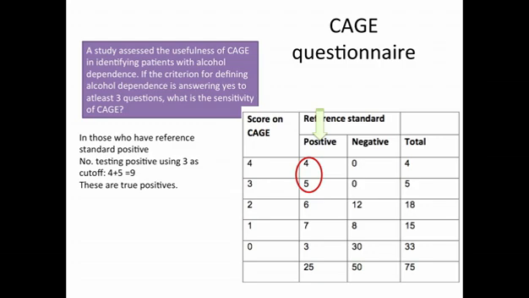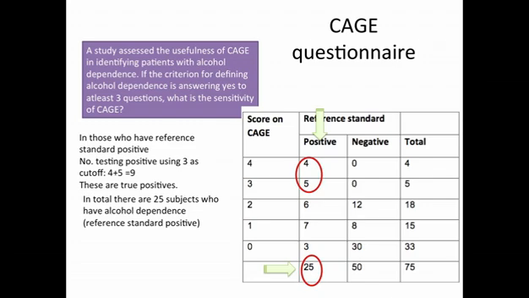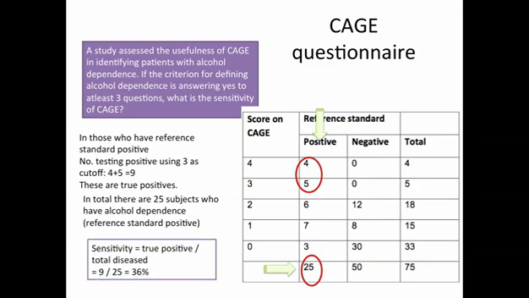To calculate sensitivity, we need true positive number and the total number of people who are diseased. So the true positives is given by number 9, and the total number of people who are diseased is given by the number 25. These are the number of people who have the gold standard positive and are alcohol dependent. So the number 9 by 25, which is equal to 36%, will give you the answer for sensitivity.